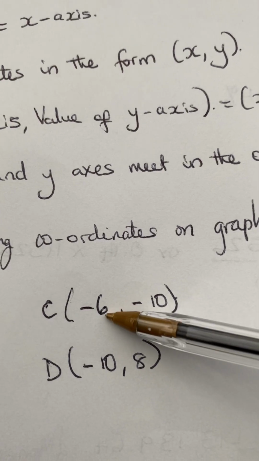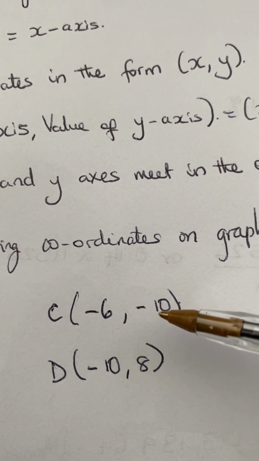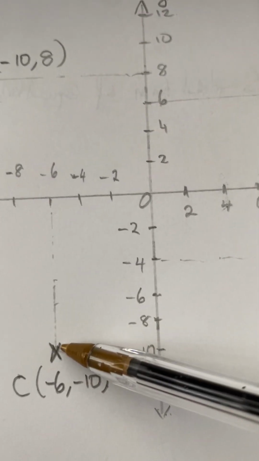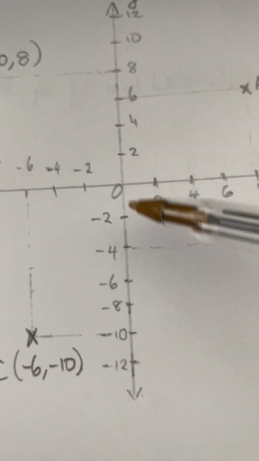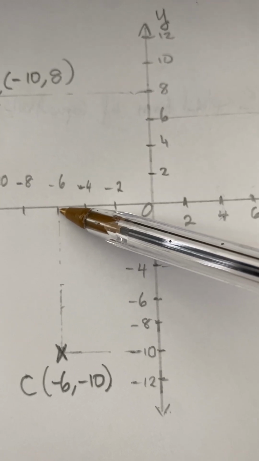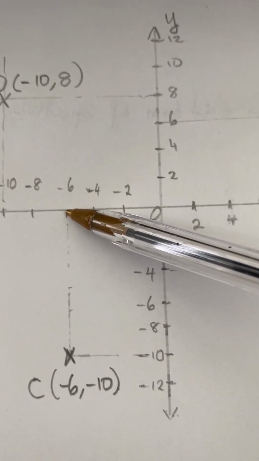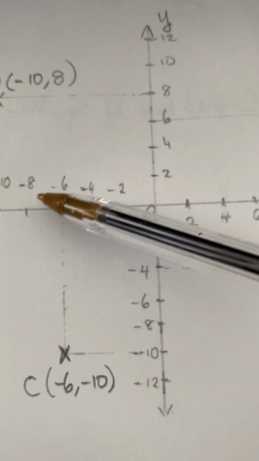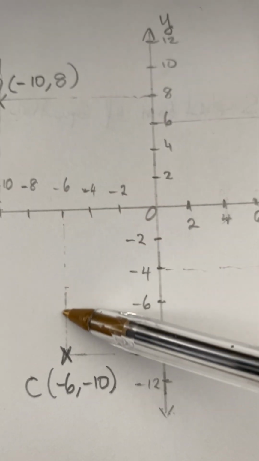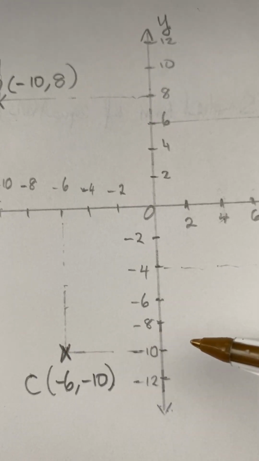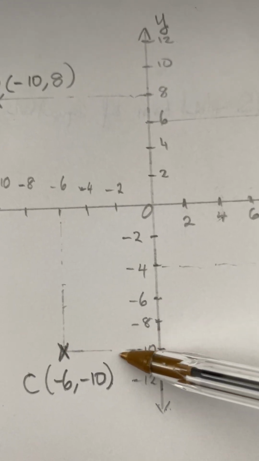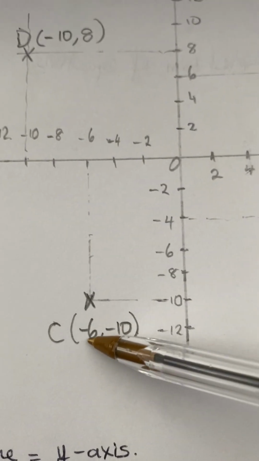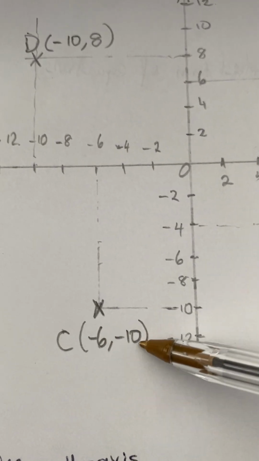C here is (-6, -10). So C is that point here: -6 on the x-axis and -10 on the y-axis. So -6 all the way down, -10, and where they connect will be our point C, (-6, -10).